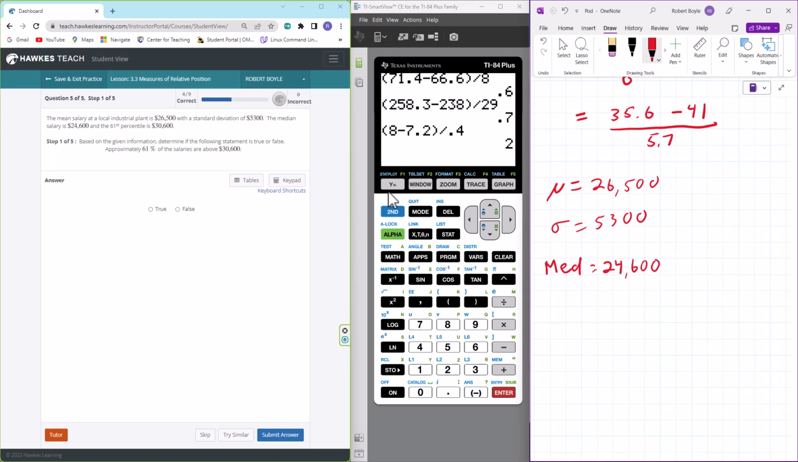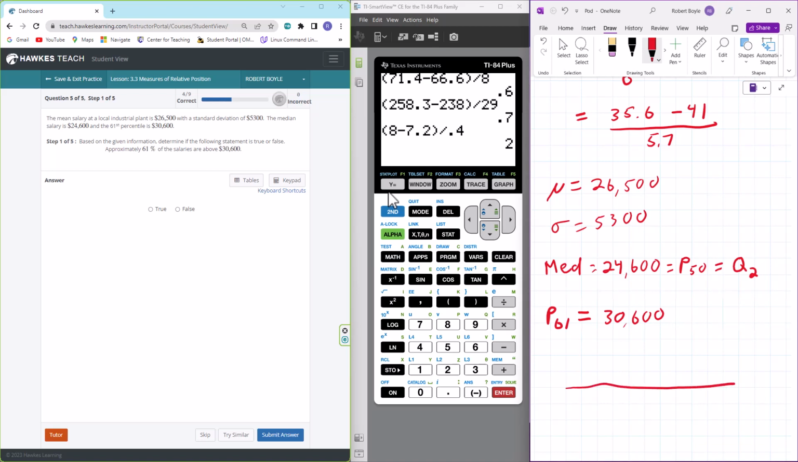Now, remember, the median is the number in the middle. As a consequence, this is also the 50th percentile, right? Because half the numbers are equal to that or less. It's also known as Q2, the second quartile. All right, and then finally, we have that the 61st percentile, P61, is equal to $30,600. Now, what does this tell you? This tells you that 61% of the salaries are less than $30,600.